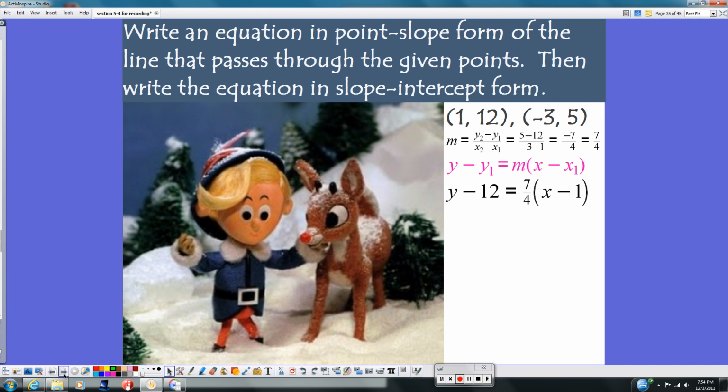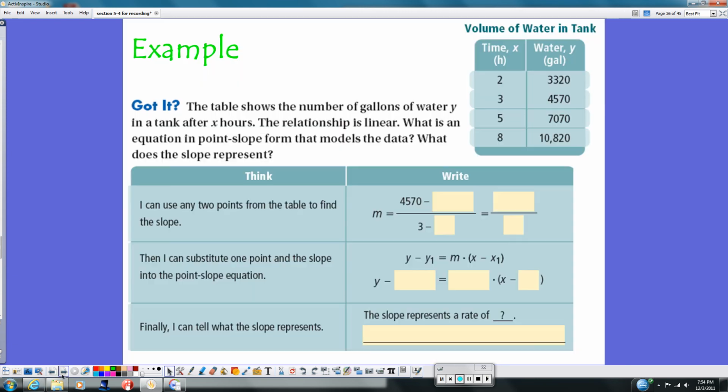And one more example. The points I have are (1, 12) and (-3, 5). I use my slope formula to find my slope, which is 7/4. And then I substitute into my formula, y minus 12 equals 7/4 times x minus 1.